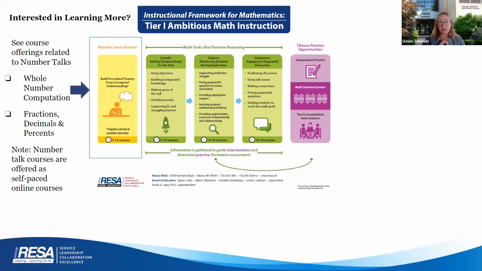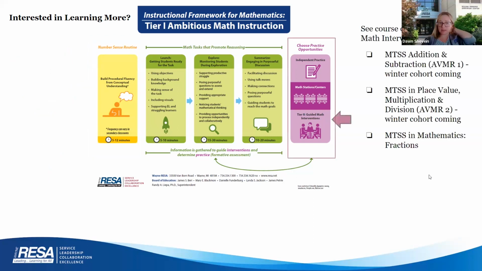Then if we jump over to the next component, the purple section here, the practice opportunities: when we were very quickly listing all of those high leverage strategies and different ways that students think about mathematics, we offer math recovery courses. However, we call them MTSS in addition and subtraction, place value and multiplication, and in fractions. Those courses really focus on different student strategies and how students develop their understanding of addition, subtraction, multiplication, and division. That knowledge as a teacher can be very helpful for formative assessment and really knowing where to go next with fluency.